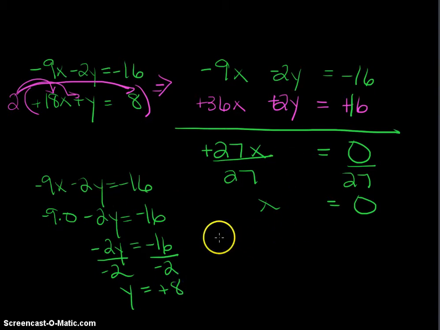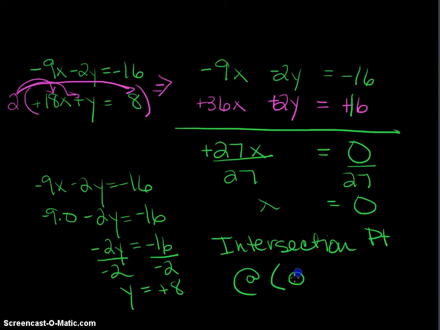Alright, so again, I've got that intersection point at, now x goes first, 0, comma, 8. So solve 2 different ways, but you get the same answer. So really, you want to make sure that you choose the easiest to eliminate. This one, it just happened to be either way, either the x or the y ended up being pretty easy, so it didn't really matter. Alright, so go ahead, work on 3, 4, 5, 6, 7, 8, 9, and 10.